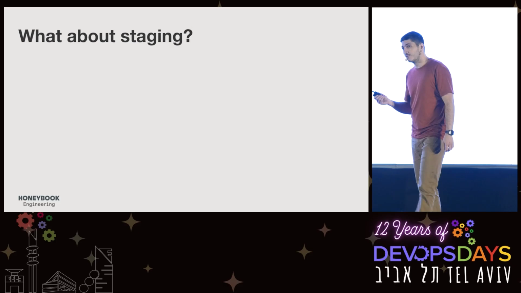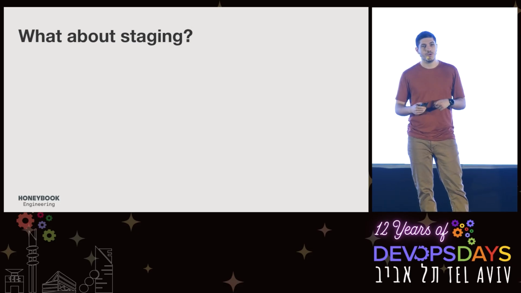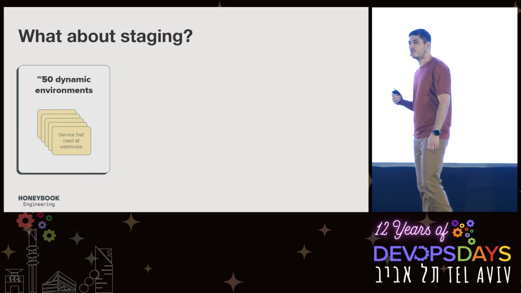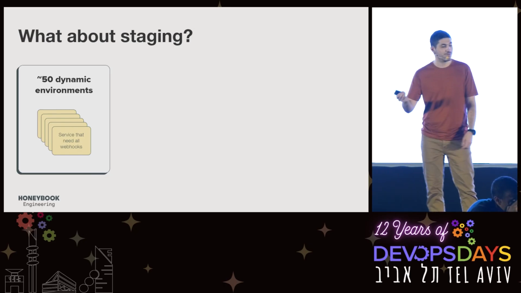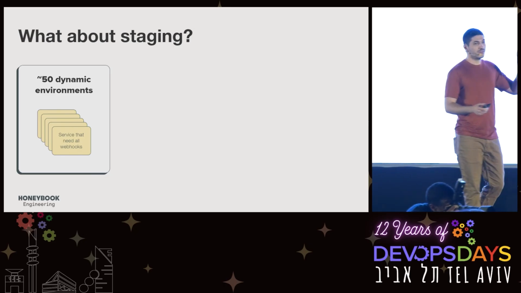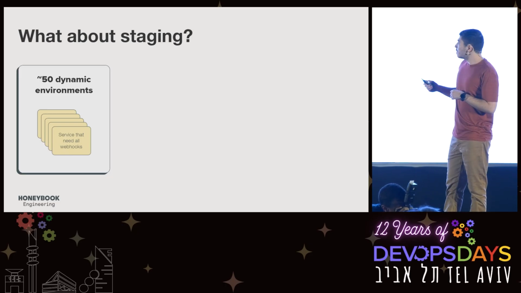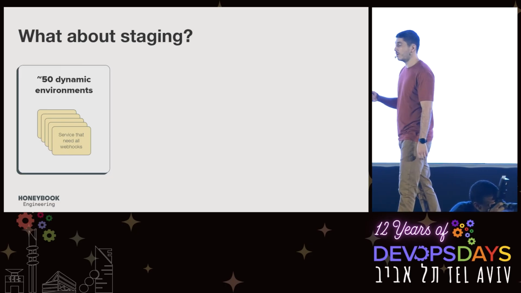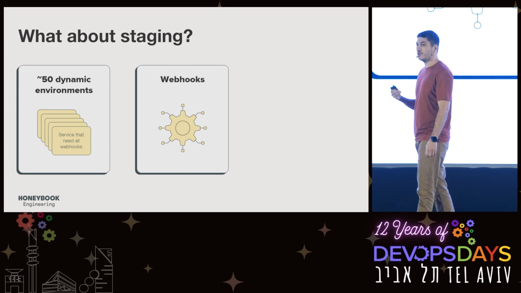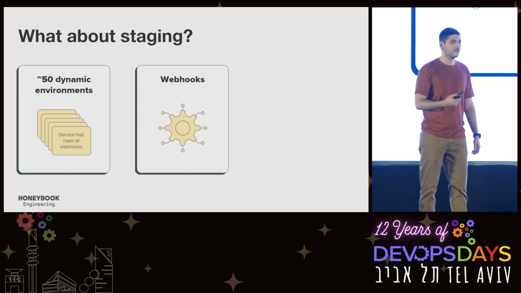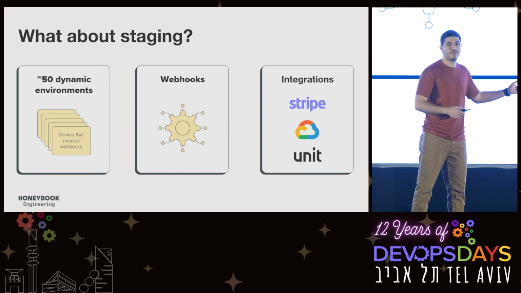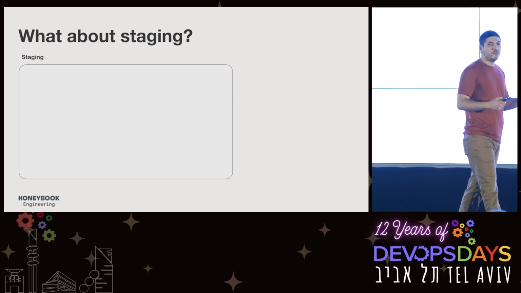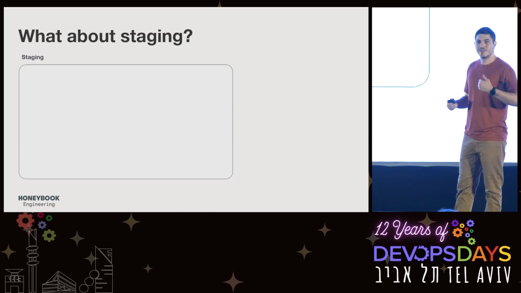Well, in staging, we don't have only one environment. We have many environments. We have dynamic environments, and every developer can create a new environment every second by just clicking a button. So sometimes we have more than 50 dynamic environments running in parallel. All need those webhooks. And we not only have Stripe that sends webhooks, we also have many integrations sending webhooks as well.